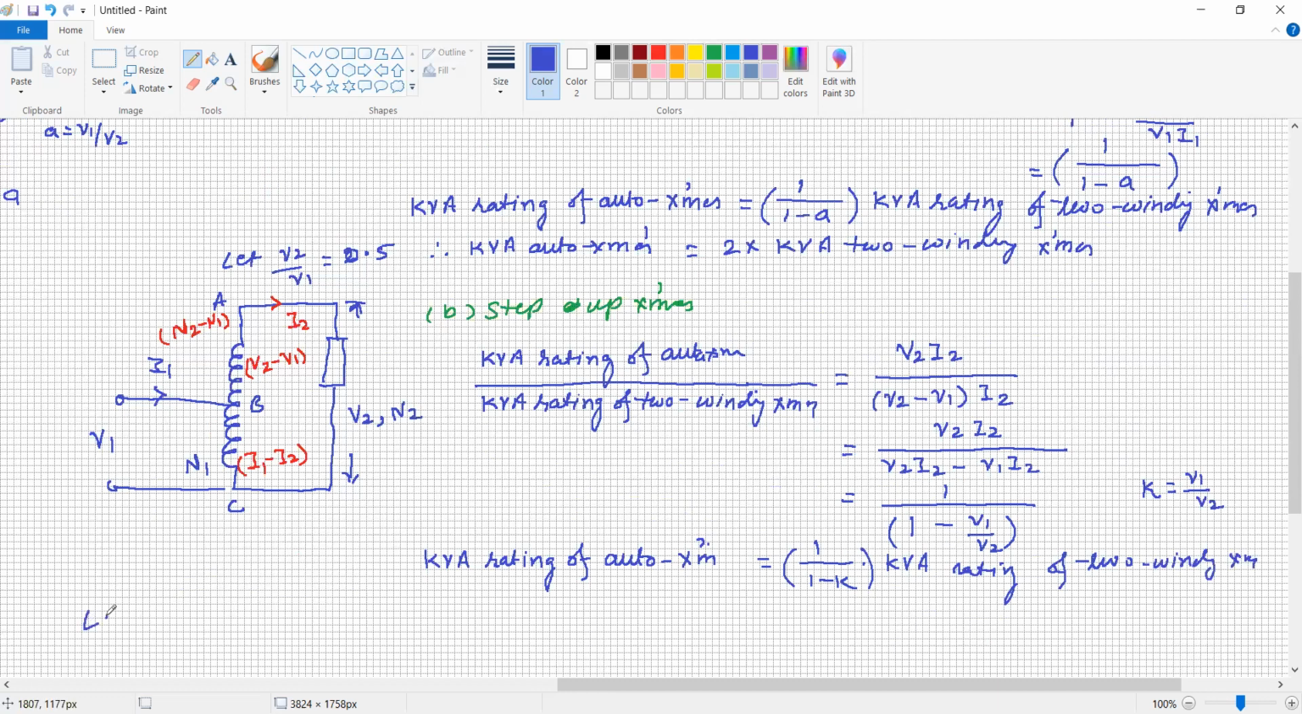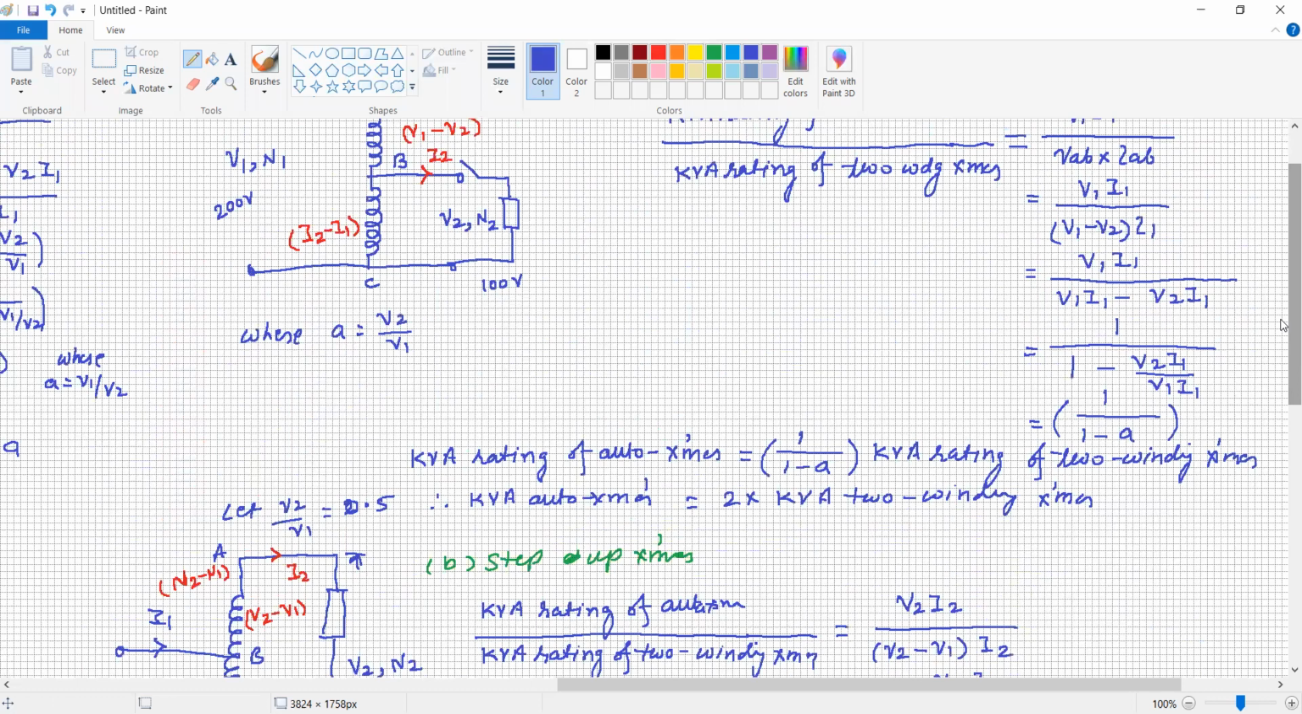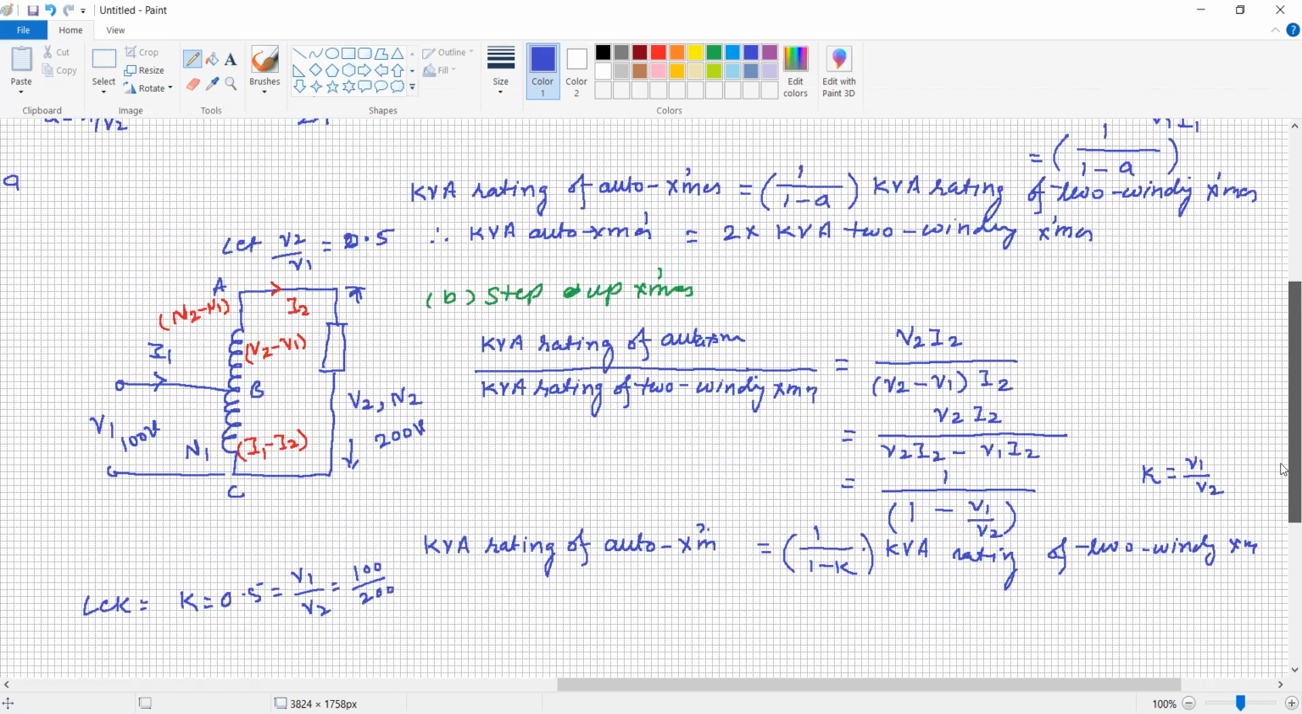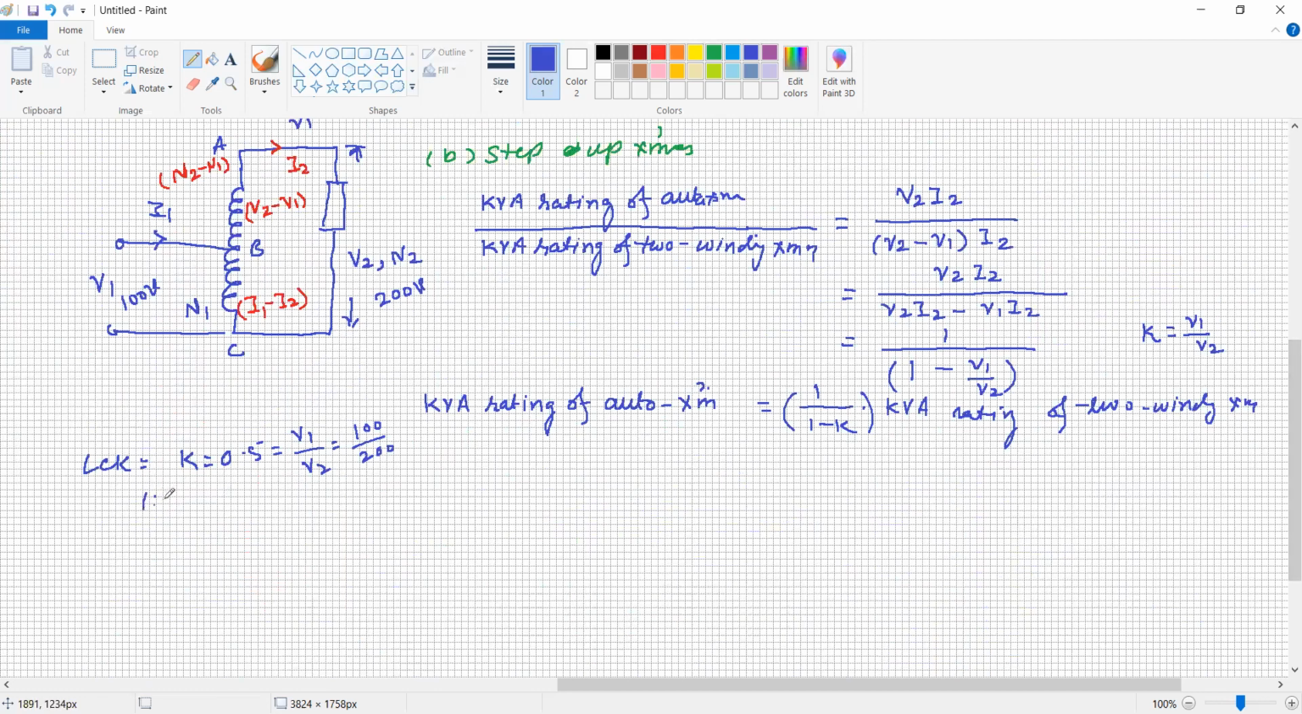Let K be equal to 0.5. What does K equal to 0.5 mean? K is V1 upon V2. When will it be 0.5? For example, when the primary voltage is 100 volt, as we have considered, and the secondary voltage is 200 volt. So it is a step-up transformer, and it is 100 divided by 200, so it is 0.5. In the previous case, it is 200 by 100, so the ratio is 2:1. The same ratio has been taken here, only as a step up transformer it is a 1:2 ratio.